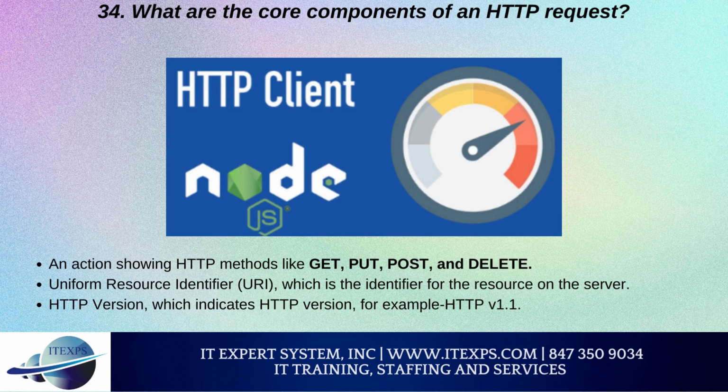What are the core components of an HTTP request? An HTTP request contains 5 key elements. An action showing HTTP methods like GET, PUT, POST, and DELETE. Uniform Resource Identifier, URI, which is the identifier for the resource on the server. HTTP version, which indicates the HTTP version, for example HTTP v1.1. Request header, which carries metadata as key-value pairs for the HTTP request message. Metadata could be a client or browser type, format supported by the client, format of a message body, cache settings, and so on. Request body, which indicates the message content or resource representation.